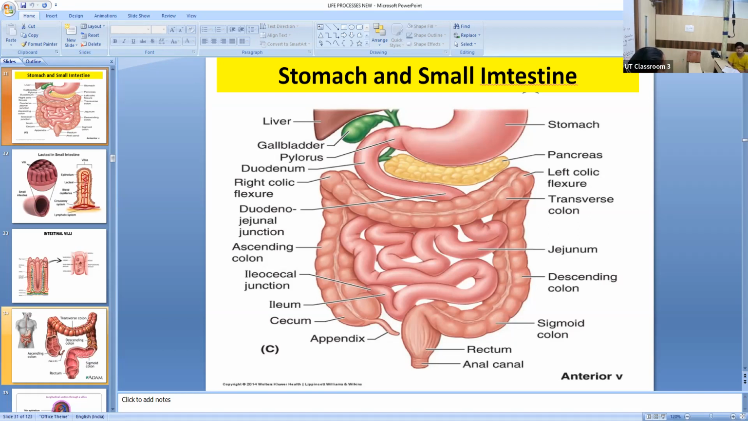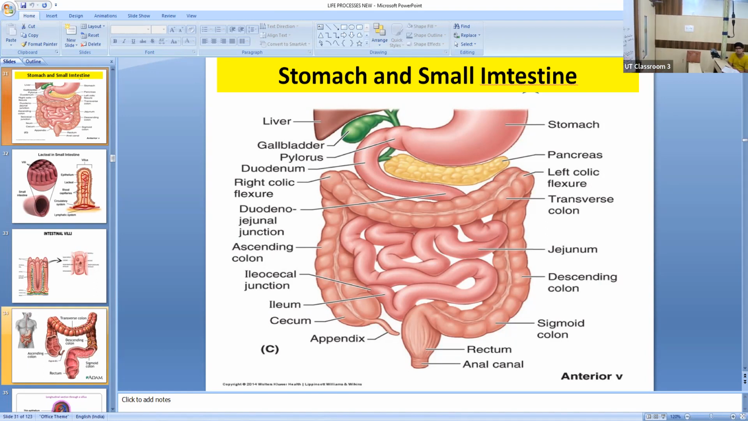Does it have any digestive role, absorptive role, storage role? Nothing. It has got no function. So it is a functionless structure actually. So when you are asked to mention the parts, it is the cecum, colon, and the rectum, followed by the anal opening. So this is the large intestine.